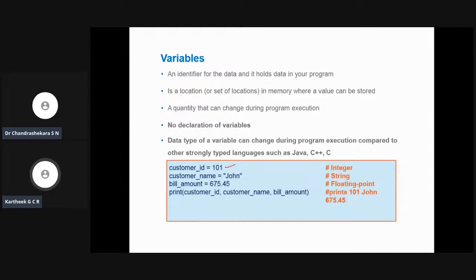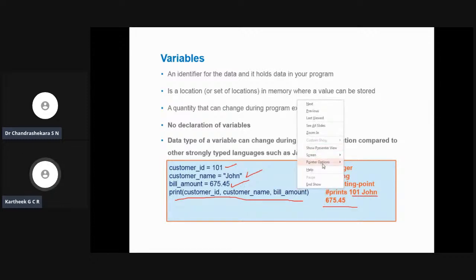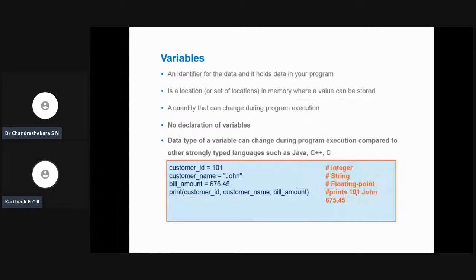So this is of type integer, this is of type string, this is of type float. You can print all of them comma separated. It prints all these values, right? Not a problem. So automatically the data types of the values will be picked up.